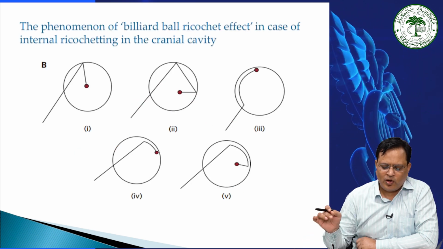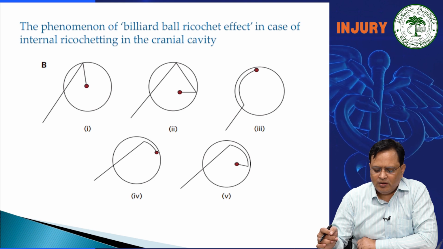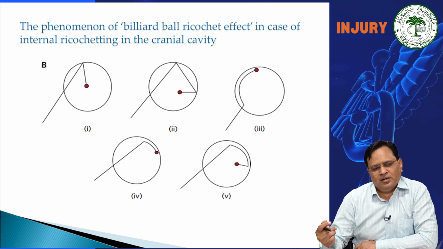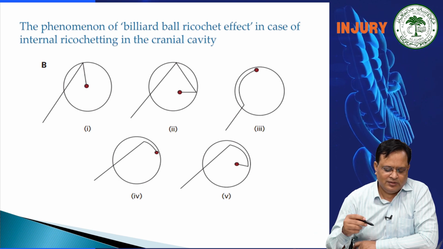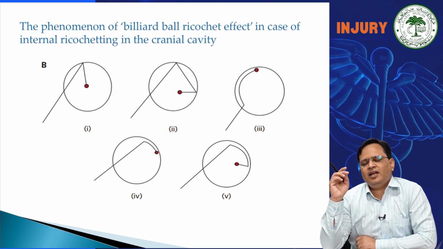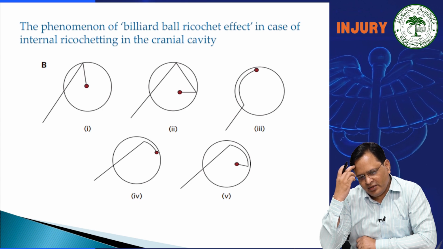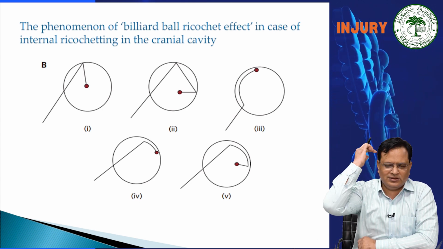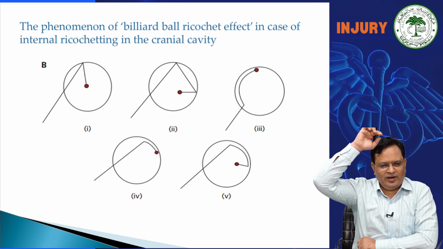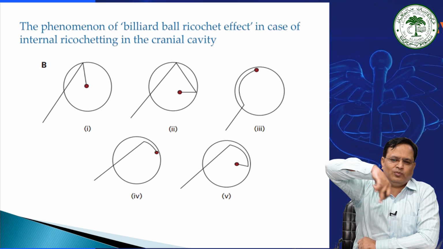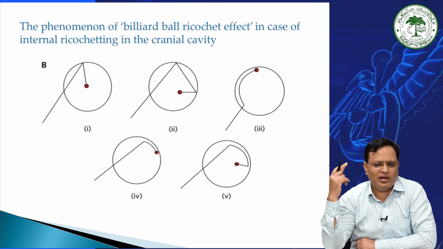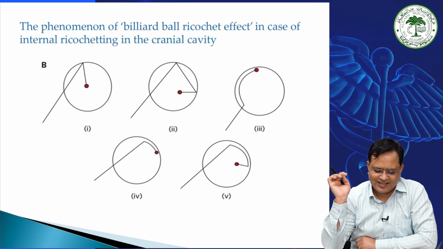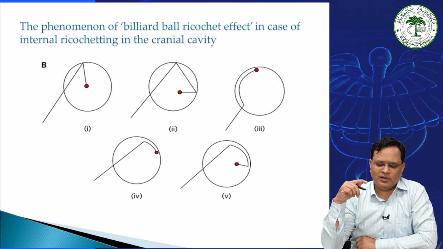This phenomenon is called the billiard ball ricochet phenomenon. It generally happens in the cranial cavity. We have seen many cases in the cranial cavity. The bullet is fired from here and it should be lying here, but it is lying back here. So it is just different angles of the skull. It can move and it can be lying anywhere within the cavity. So we should get an X-ray done before opening the cranial cavity.